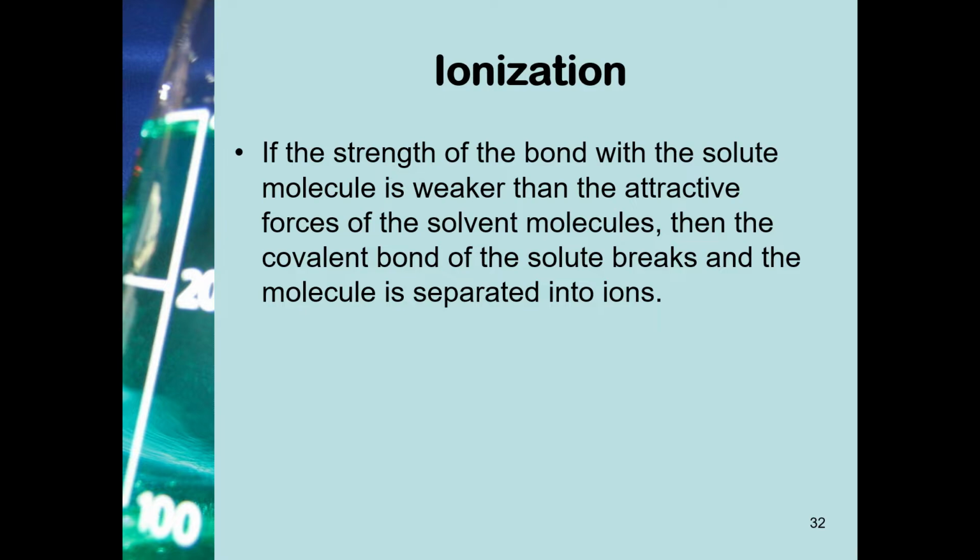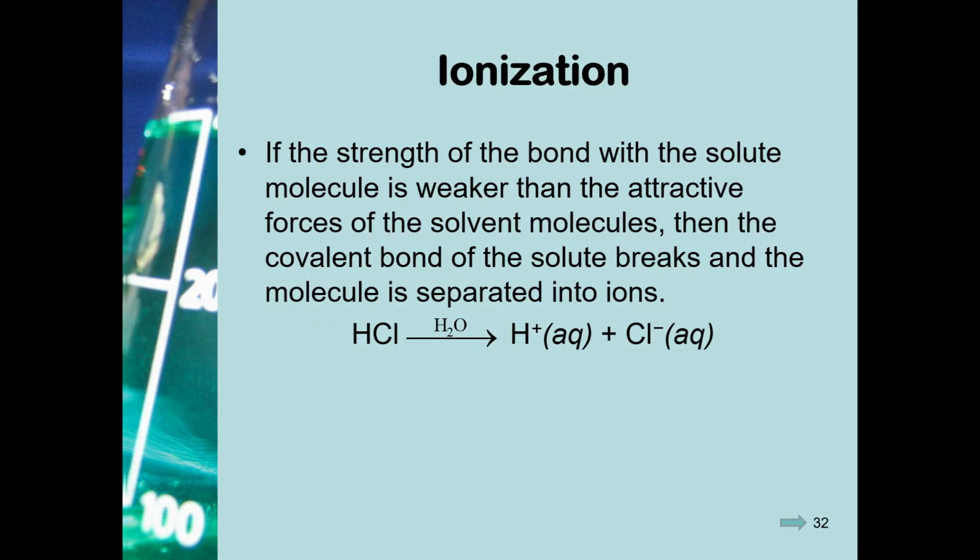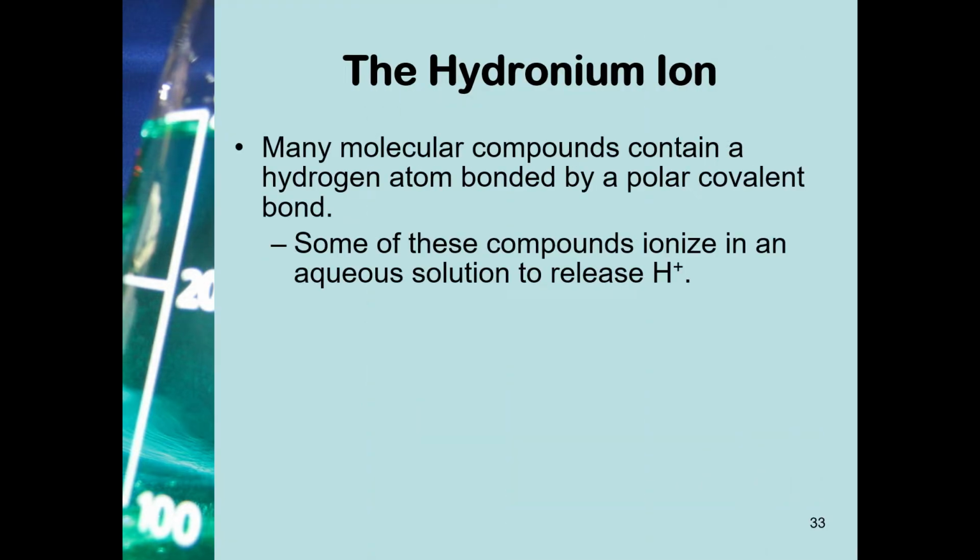If the strength of the bond within the solute molecules is weaker than the attractive forces of the solvent molecules, then the covalent bonds in that molecule of solute will break and the molecule will separate to form ions. So hydrogen chloride dissolved in water will break apart and we'll have two ions forming that were not present to begin with. We'll have a hydrogen ion and a chloride ion. Many molecular compounds contain a hydrogen atom that's bonded by a polar covalent bond, and some of these compounds ionize in aqueous solutions to release hydrogen. These are often acids.